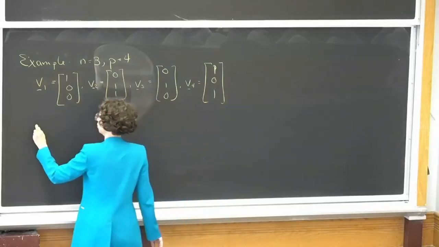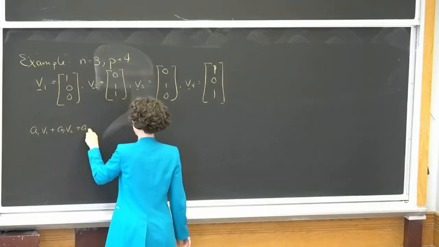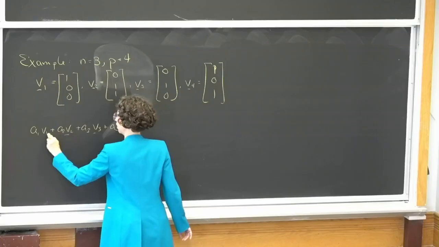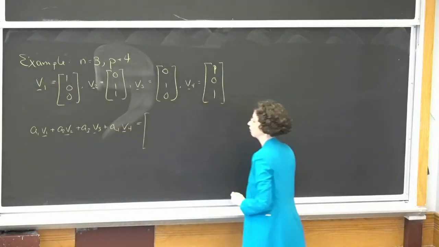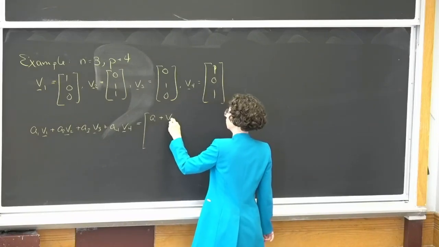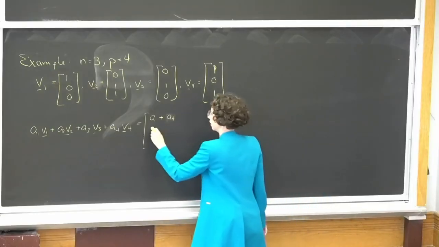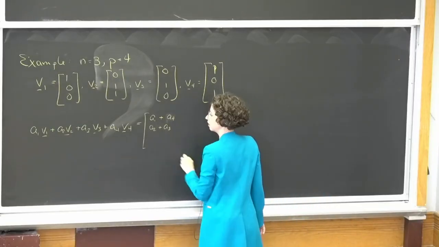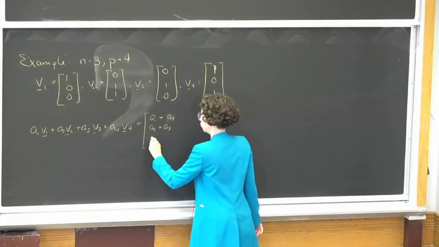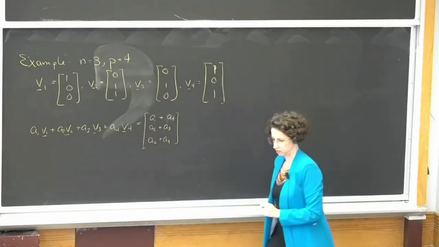If we were to look at A1 V1 plus A2 V2 plus A3 V3 plus A4 V4 and just write that out, in this case it's a nice simple expression. In the top we would have A1 plus A4. The second entry would be A2 plus A3. The third entry would be A2 plus A4. Let's make sure I got that right.